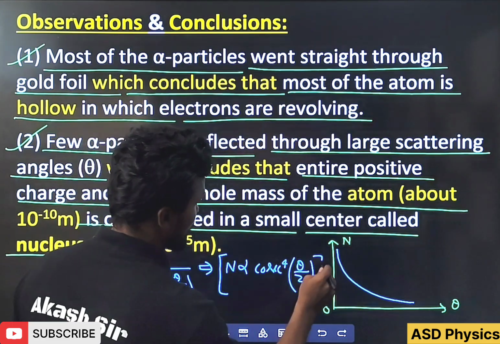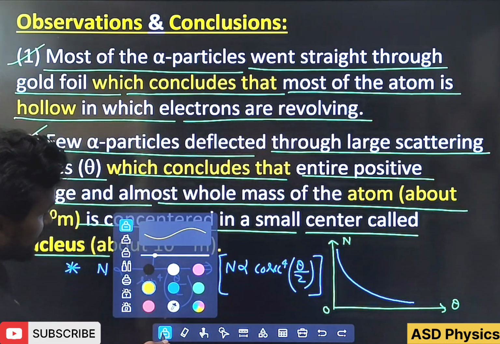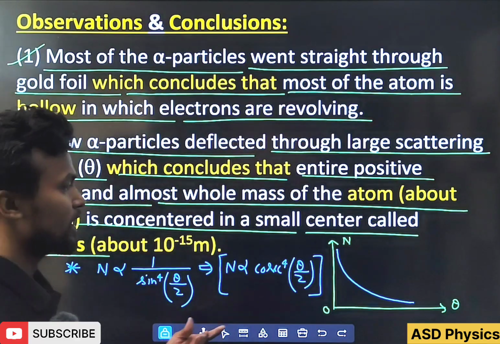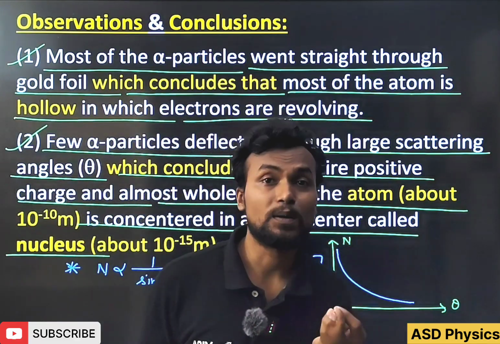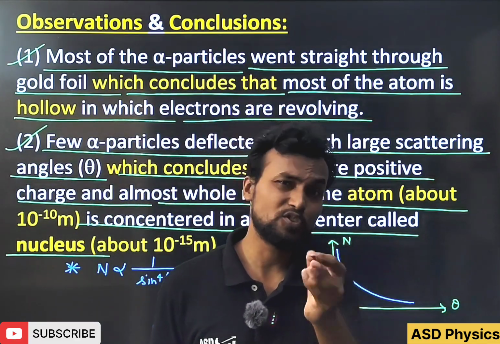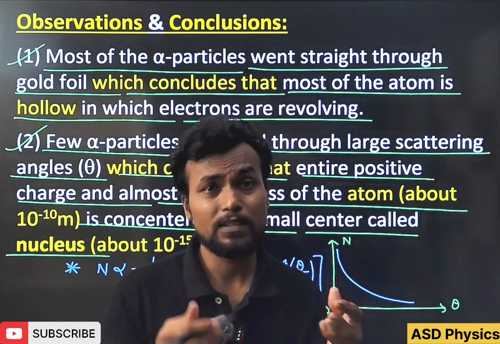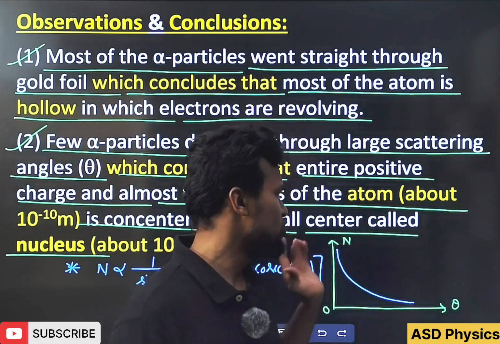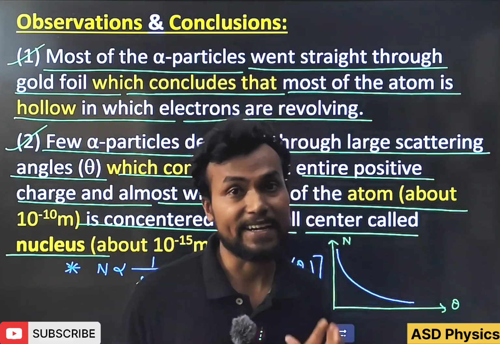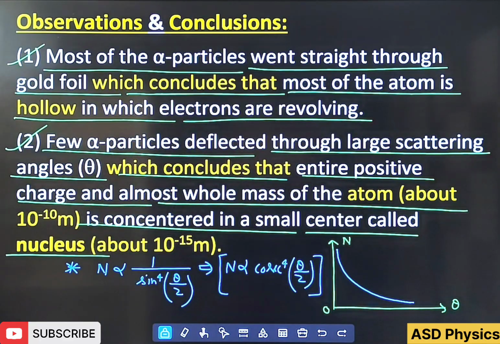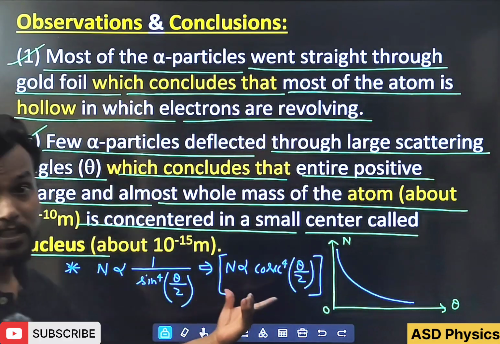So kindly remember this formula also, in the observation and conclusion you can write it here. What is n? n is the number of scattered alpha particles per unit time. Maybe according to the question, they will tell per second, per minute, whatever, you will take that. And theta is the scattering angle. Again you see one more time, and remember this formula also.